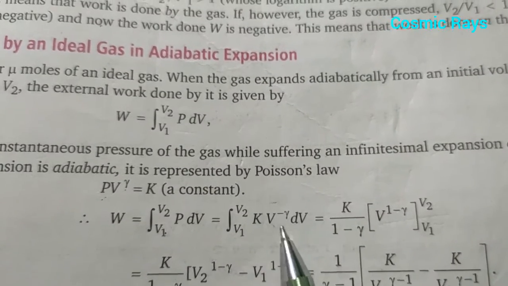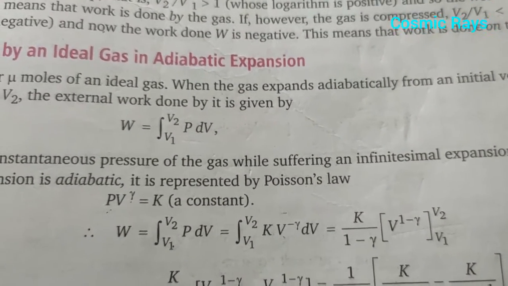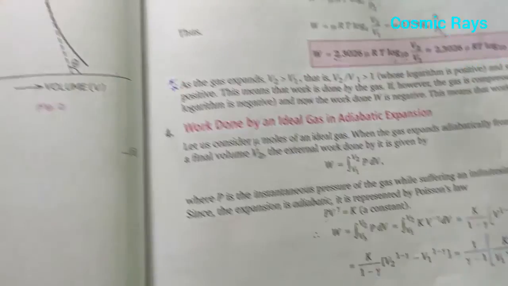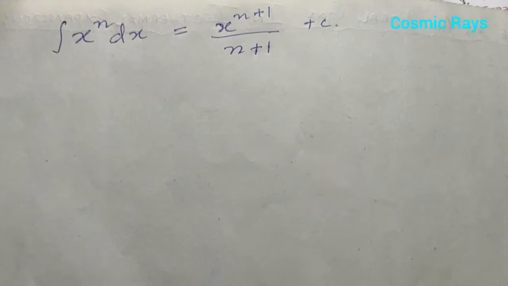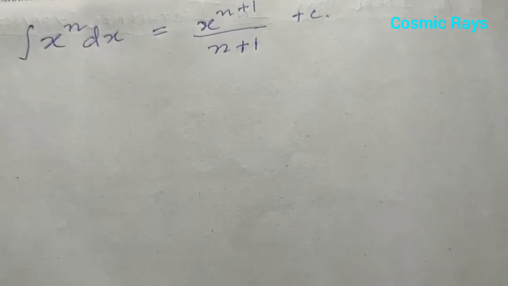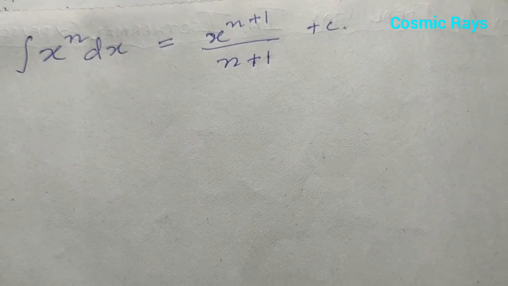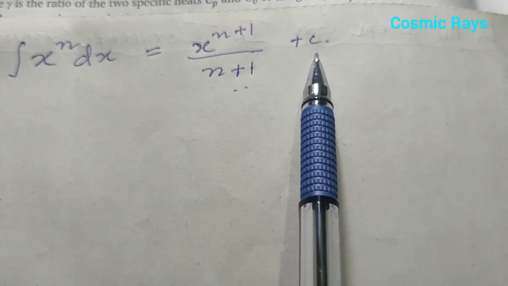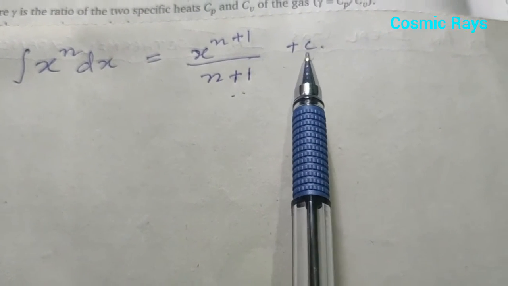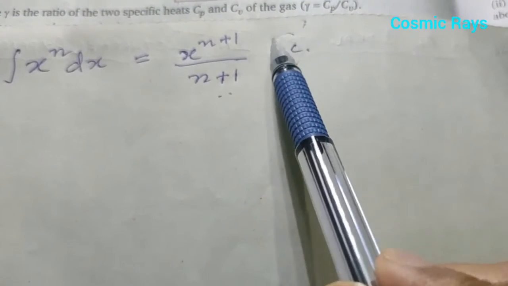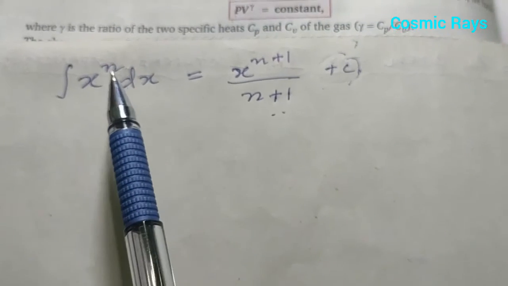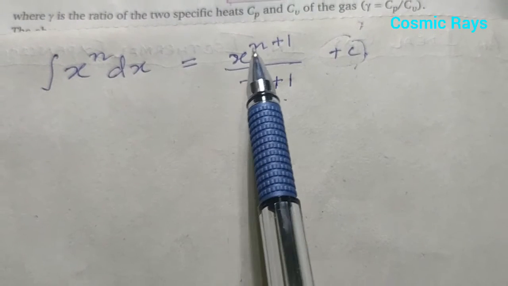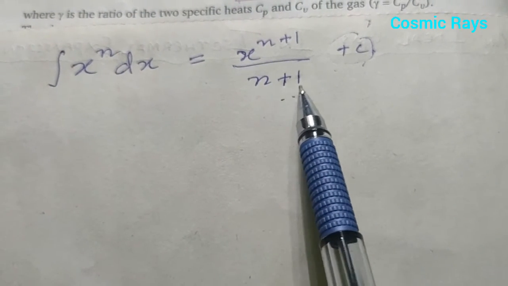Now this integration we will understand. So the formula for integration says integration of x to the power n dx is equal to x to the power n plus 1 divided by n plus 1 plus c, that is the constant of integration. For derivation purposes we ignore this term. So we will assume integration of x to the power n dx equal to x to the power n plus 1 divided by n plus 1.